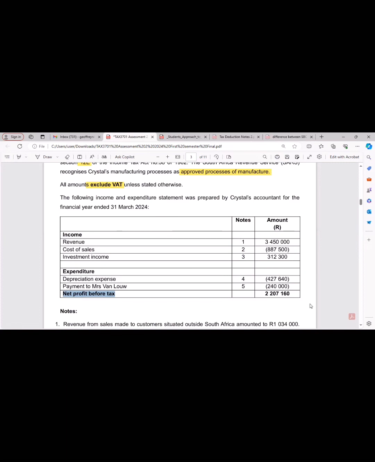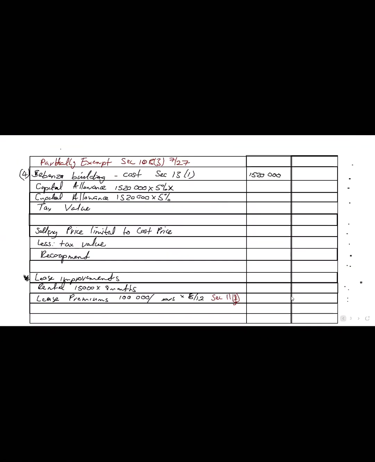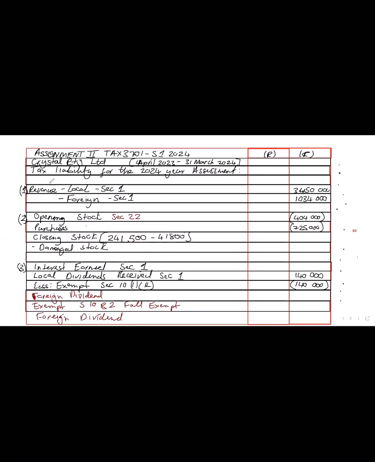So they gave us a note. That's why we went and read there. So they are saying this amount is not included in the above income and expenditure statement, if you can hear me. So we just need to add that and that. So I had already drawn. If you want to draw with me, I can wait for you. Okay, so this is where I started.